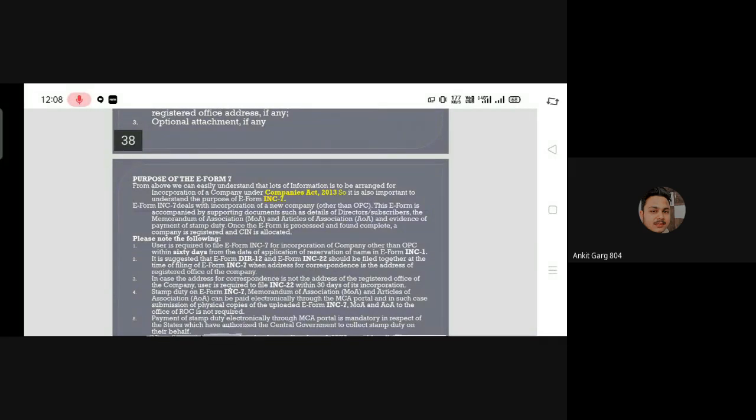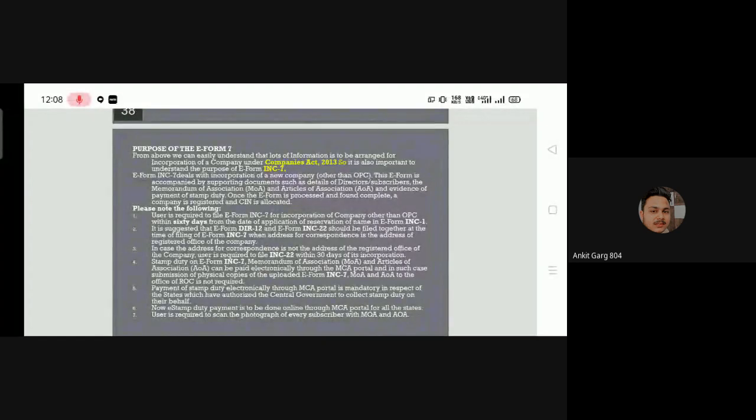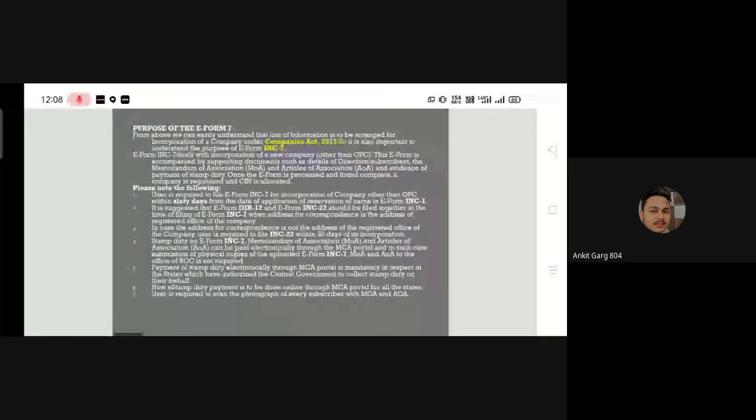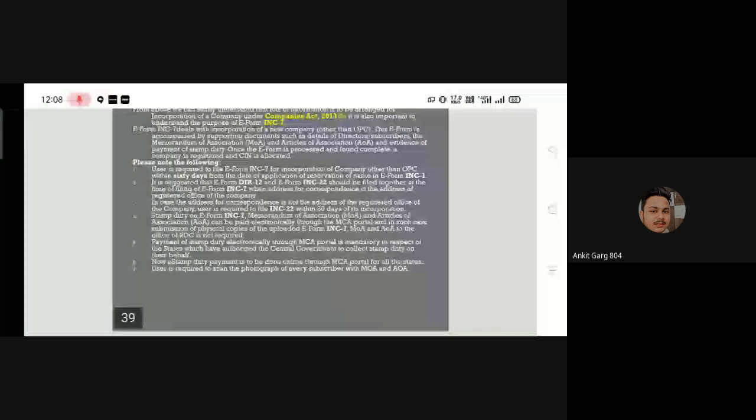So, the purpose of e-form INC 7. From the above, we can easily understand that loads of information are to be arranged for incorporation of a company under the Companies Act 2013. So it is also important to understand the purpose of e-form INC 7, as it is also a very important form. E-form INC 7 deals with incorporation of a new company other than OPC. This e-form is accompanied by supporting documents such as details of directors, subscribers, the MOA and AOA, and evidence of payment of stamp duty. Once the e-form is processed and found complete, a company is registered and CIN is allotted.